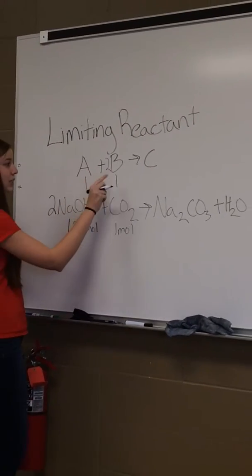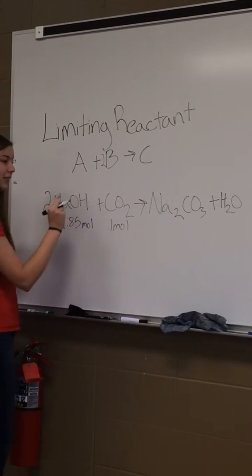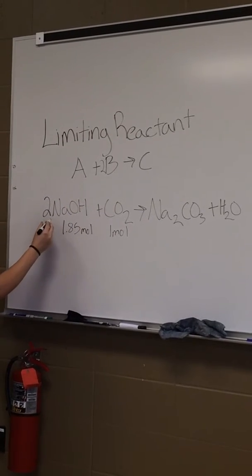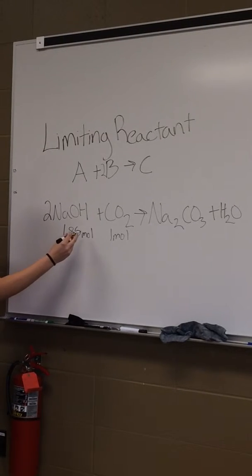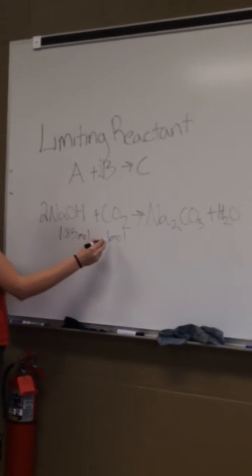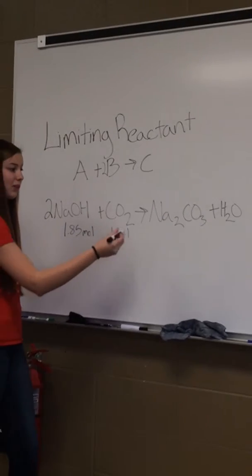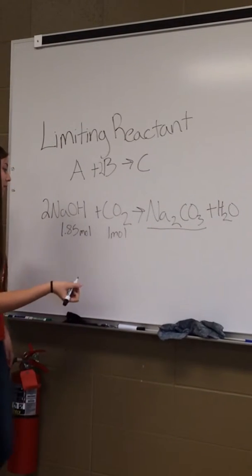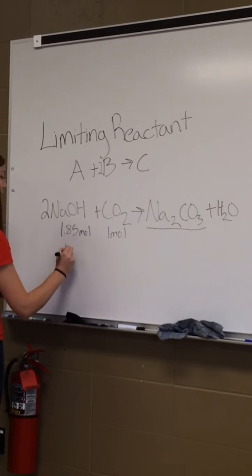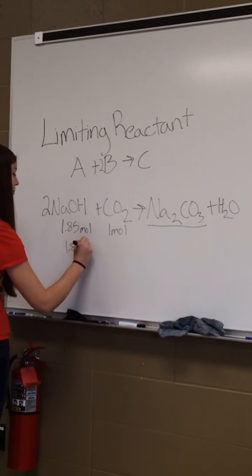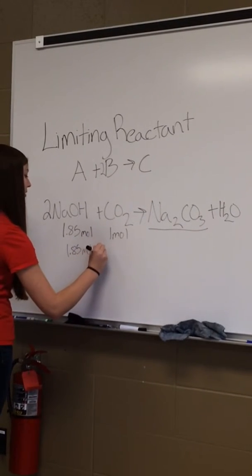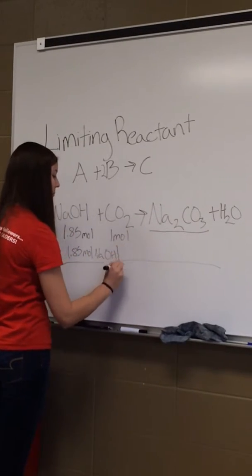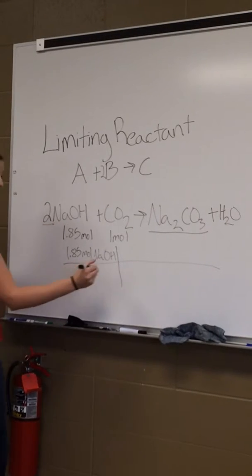So we'll just skip right to the real example because that's fun. And in this one we have 1.85 mole of NaOH and 1 mole of CO2. What we're going to try to find is how much Na2CO3 we can produce. So first we're going to take the 1.85 mole of NaOH divided by the moles given, which is 2.